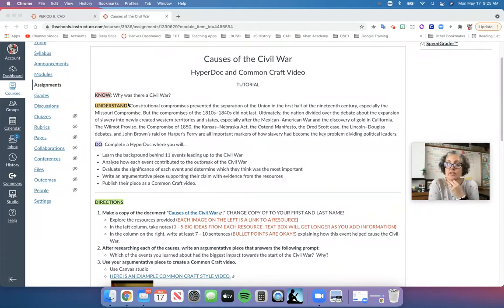The Wilmot Proviso, the Compromise of 1850, the Nebraska Act, the Ostend Manifesto, and the Dred Scott case, the Lincoln-Douglas debates, and John Brown's raid on Harper's Ferry are all important markers of how slavery had become the key problem dividing political leaders.